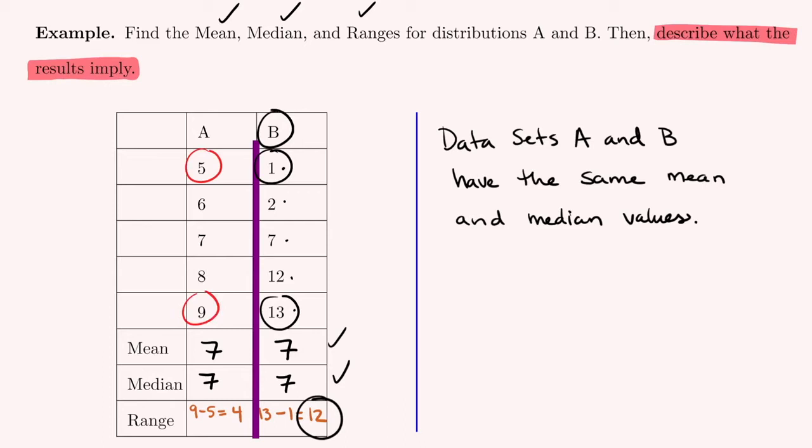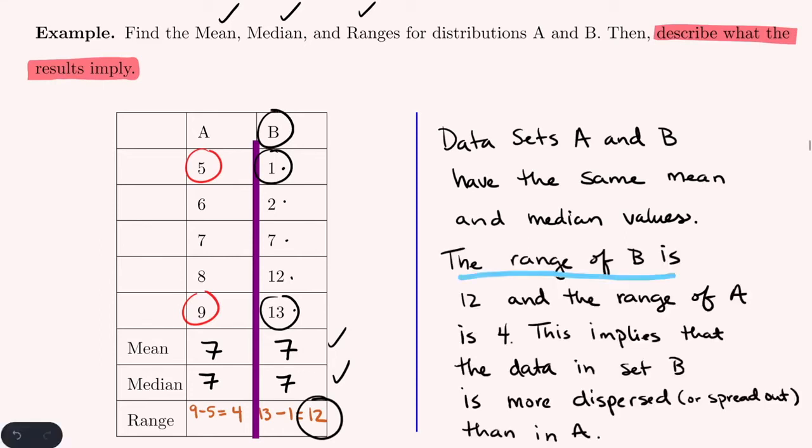So let's write down something close to that. The idea that while their medians and means are the same in both data sets, the data in B is much more spread out than the data in A, which is quite a bit more clustered together around 7. So we have the range of B is 12, and the range of A is 4. This large difference in their ranges implies the data in set B is more dispersed than in A.